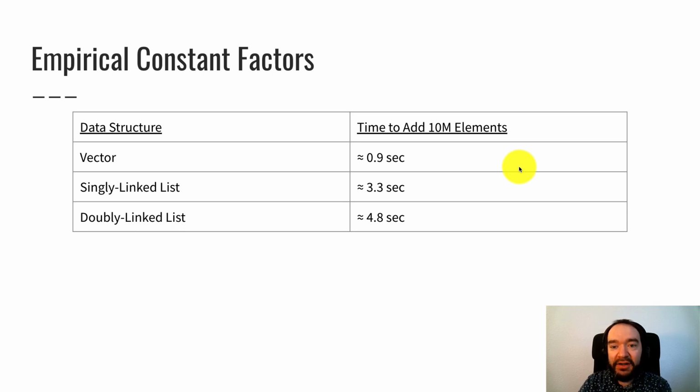I did a quick experiment on my MacBook where I wrote code that added 10 million ints to a data structure, and the vector took approximately 0.9 seconds. The singly linked list took approximately 3.3, so about 3 times slower, and the doubly linked list took about 4.8, so about 4 or 5 times slower than the vector. And this is predicted by the science because the vector is contiguous. It has a big speedup with caching compared to the linked lists. And then it makes sense that the doubly linked list is a little bit slower than the singly linked list.